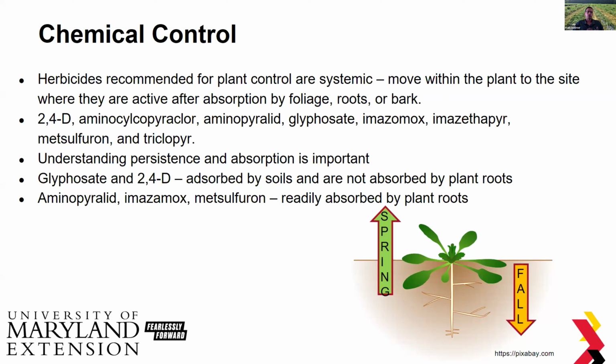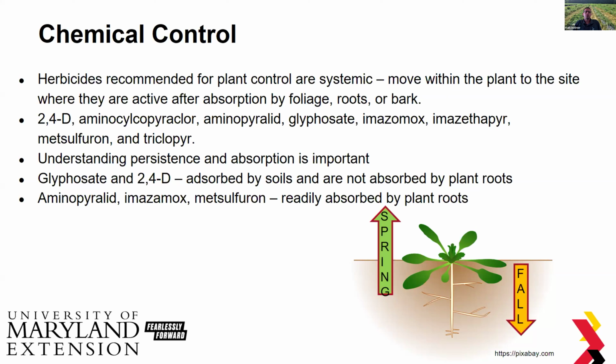Herbicides involved for invasive plant management are things like 2,4-D, aminocyclopyrachlor, aminopyralid, glyphosate, imazamox, metsulfuron, triclopyr, etc. Again, these are herbicides that are going to move through the plant. Understanding the persistence and absorption of these herbicides is really important. Things like glyphosate and 2,4-D are not going to be very persistent in the soil. In fact, they actually bind to the soils after they're sprayed, so they're not taken up by roots. They have foliar activity only.